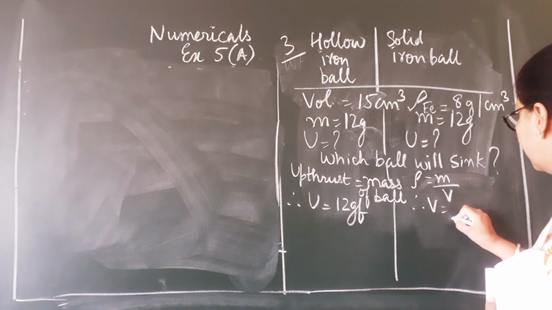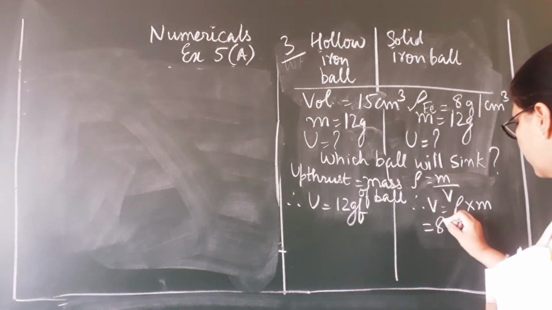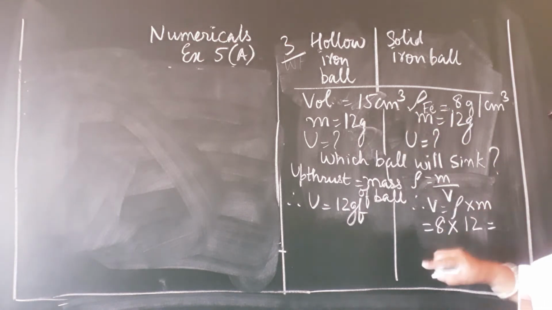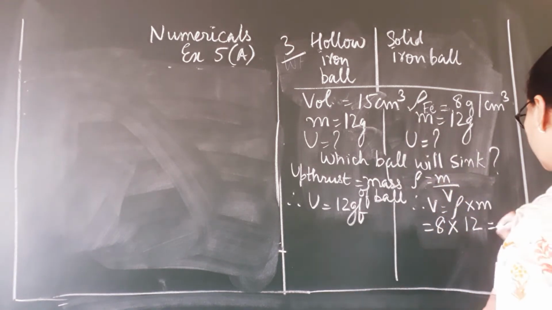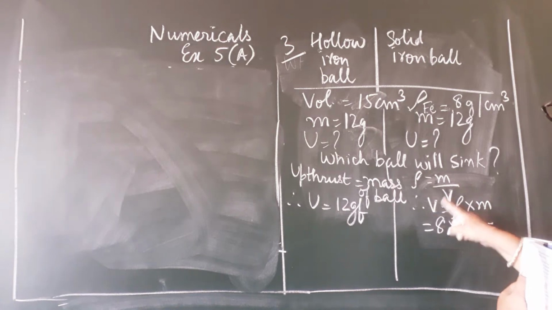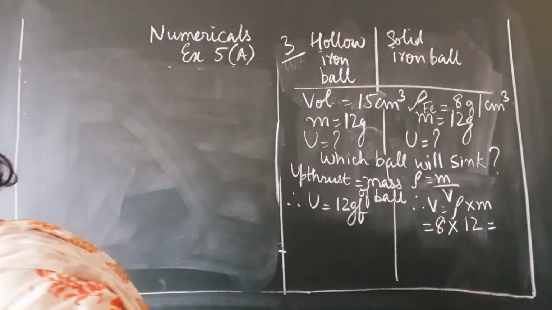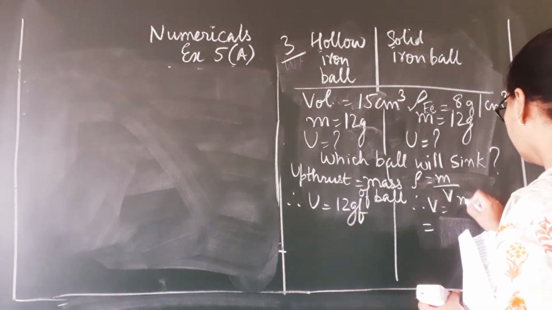Now here, from here I will find out the volume. Volume is density into mass. Now what's the density given? 8. What is the mass? 12. Because it has been given that the mass in both the balls is the same. So we are supposed to find out the volume. The volume will be mass upon density. Sorry children, I am making many mistakes. It will be mass upon density.